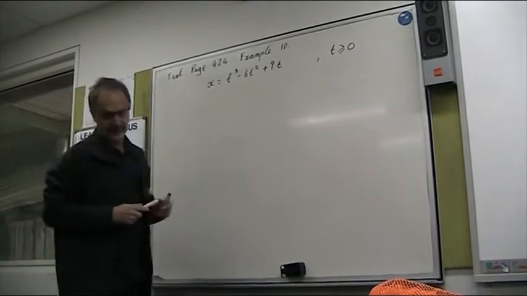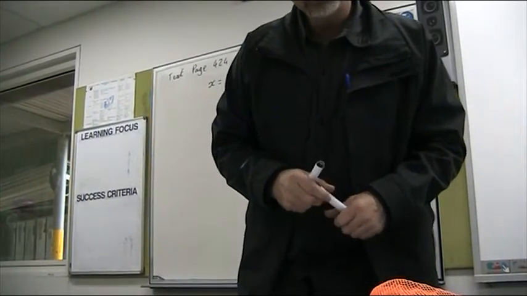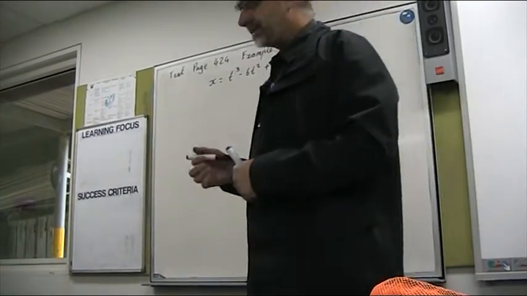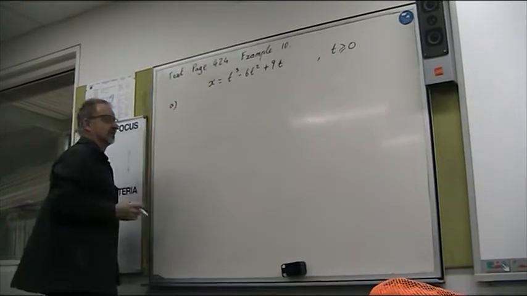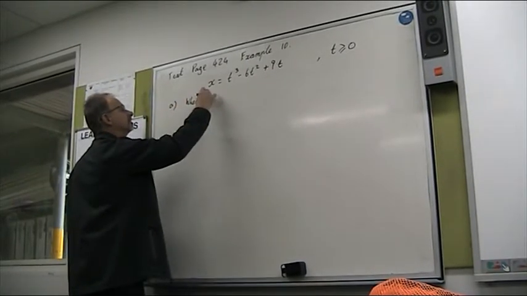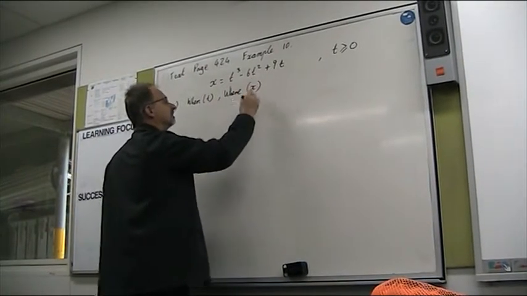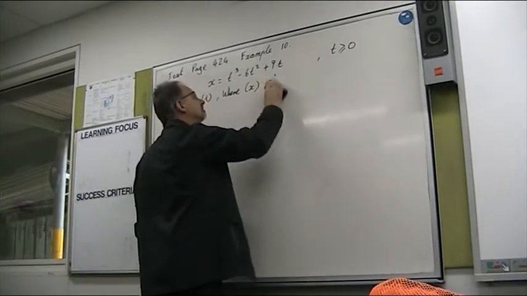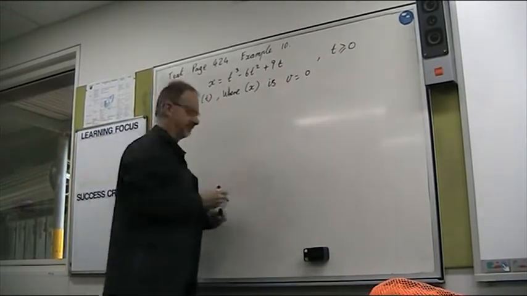All right. Nice bit of waffle there. Let's move on to the question. At what times and in what positions does the particle have 0 velocity? It's talking about when, which is time, where, which is position, is velocity equal to 0.